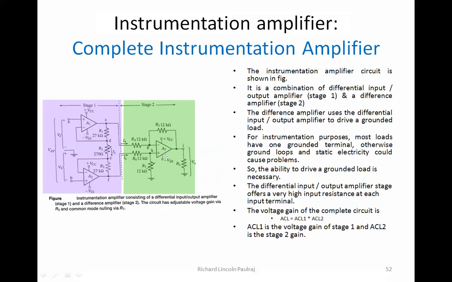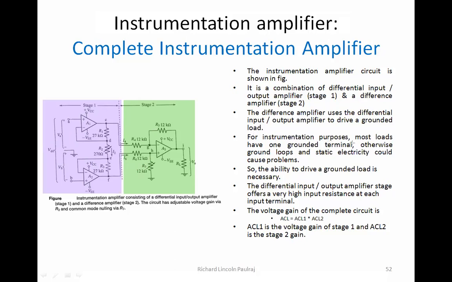And one more thing that you can see here is the common mode nulling via R7. So R7 can actually be another variable resistance here. This is R2 in the differential input output amplifier, and R7 in the difference amplifier. So why are we doing this? In order to cut off the common mode changes that we are going to give here in the differential input output amplifier.